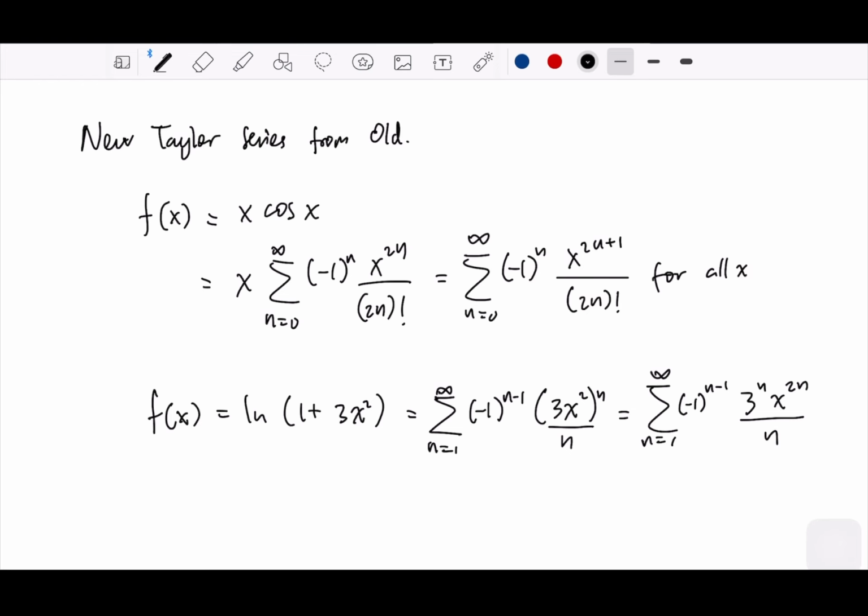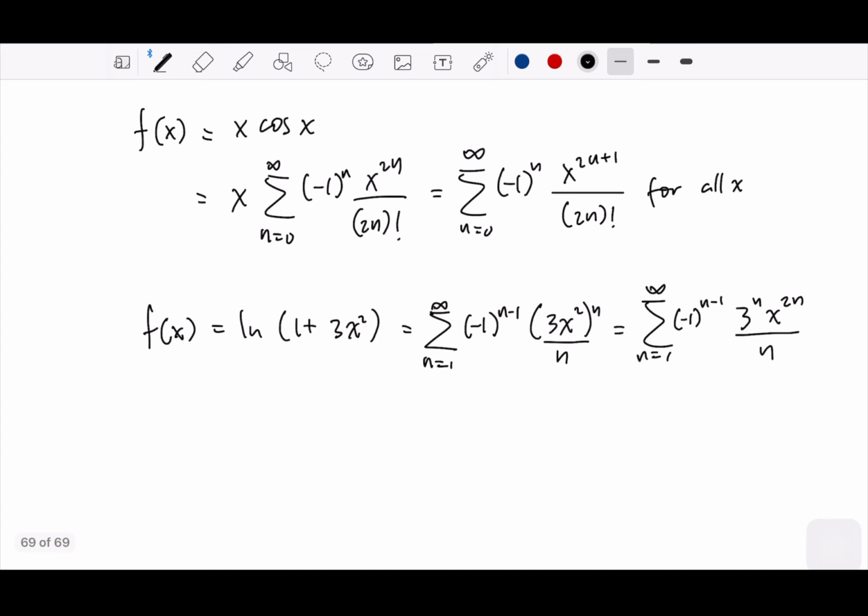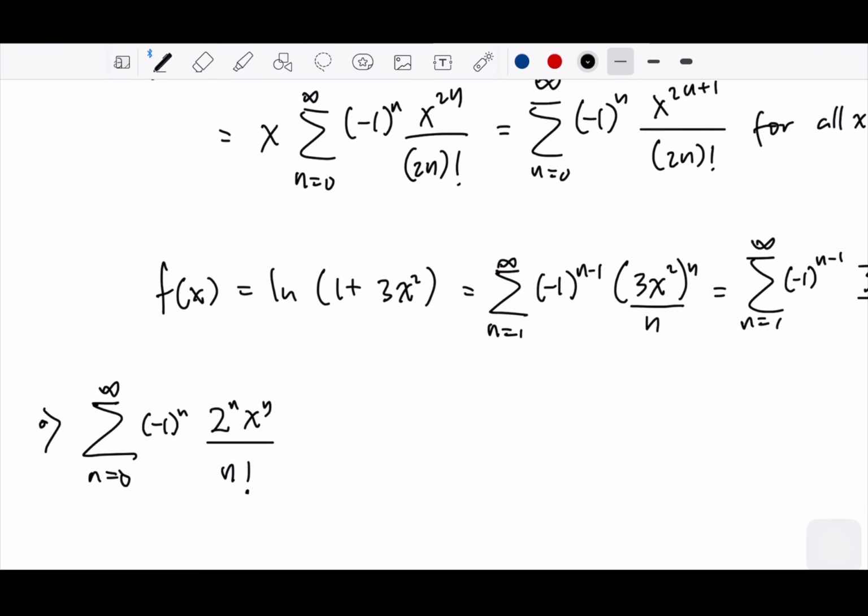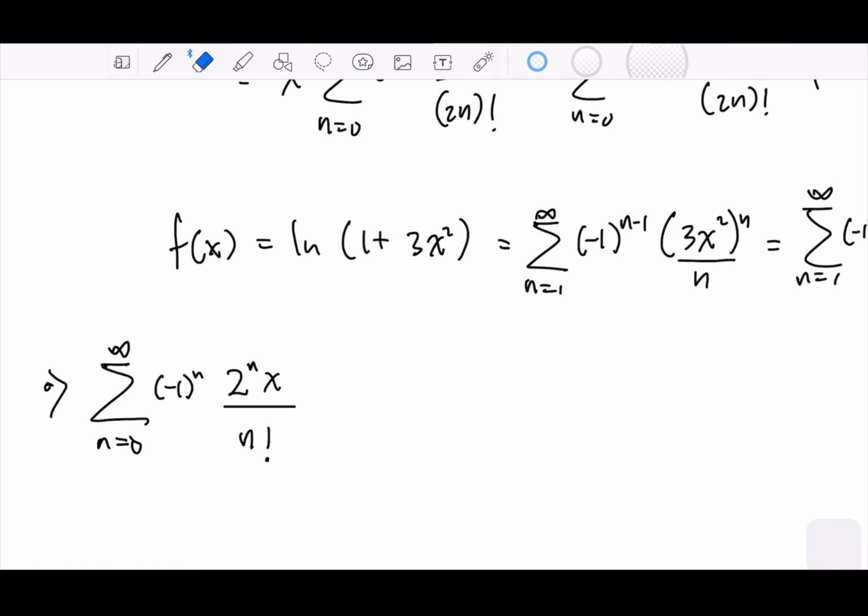Okay, and another example is, instead of finding the power series, we can also find the functions. If it seems a new power series, for example, we have the sum of negative 1 to the power of n, 2 to the power of n, x to the power of n, divided by n factorial. If you would like, you can try this for the first couple of minutes. What kind of function will this be?